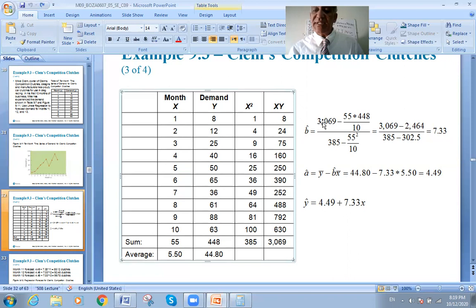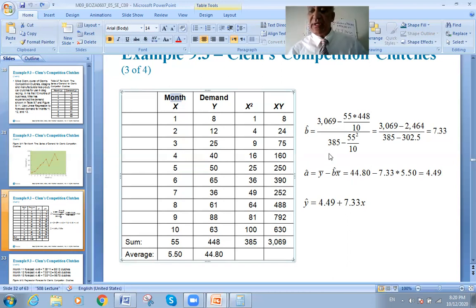So B hat equals summation of xy. Summation of xy is 3069, minus summation x by summation y. Here summation x is 55 and summation y is 448. What about the division by 10? 10 is the number of the series because you have months from 1 to 10. So you have 10 months, and you will divide by 10. Okay, this is the numerator.